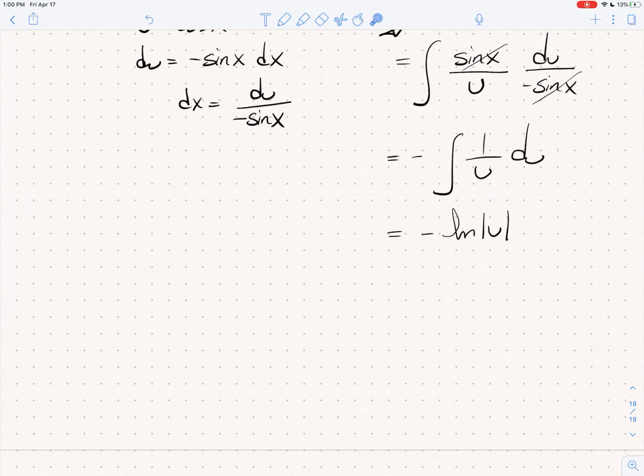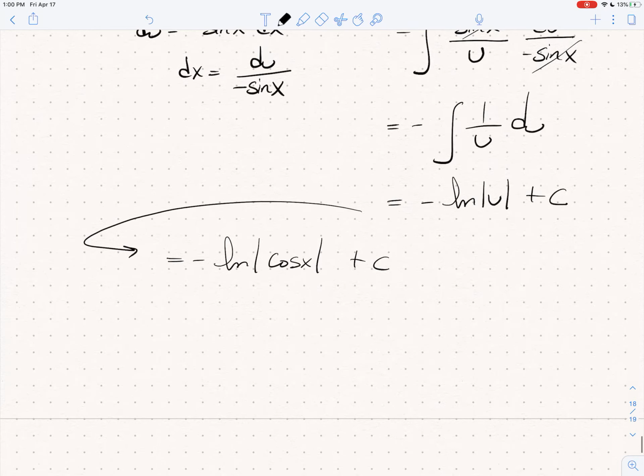We studied that back in chapter 4. What's the antiderivative of 1 over u? It's ln absolute value of u. Don't forget your constant, plus c. And then you ask yourself, okay, what's u? So this is negative ln of the absolute value of cosine of x plus c.